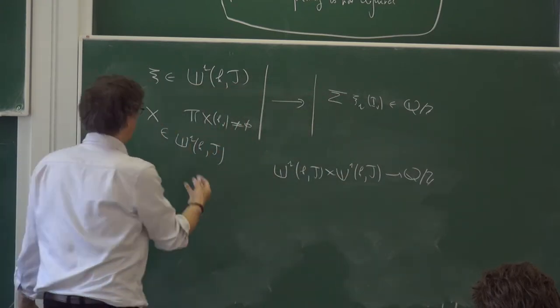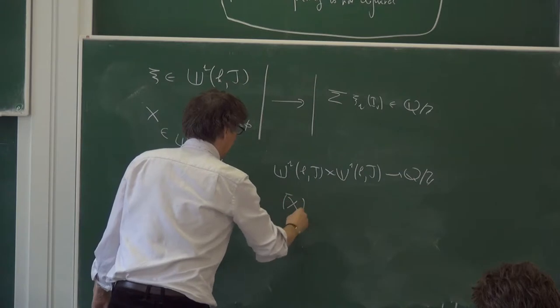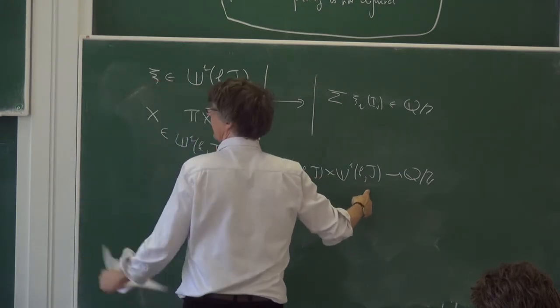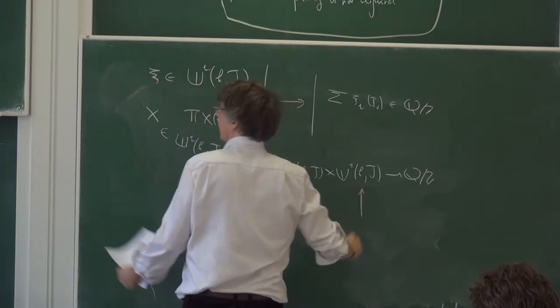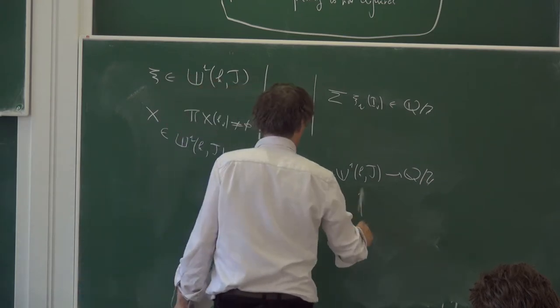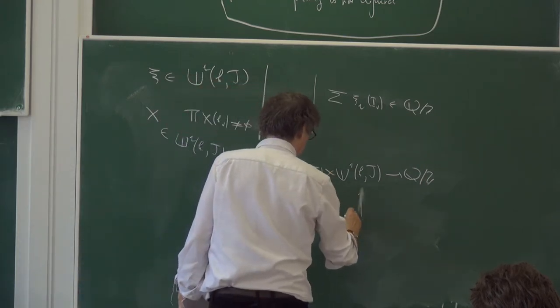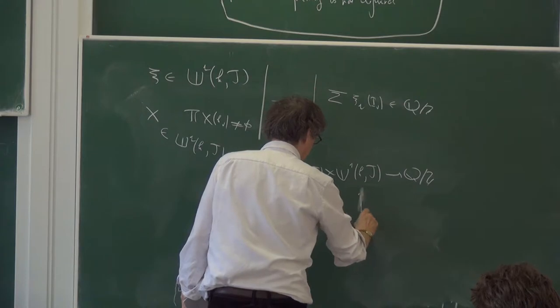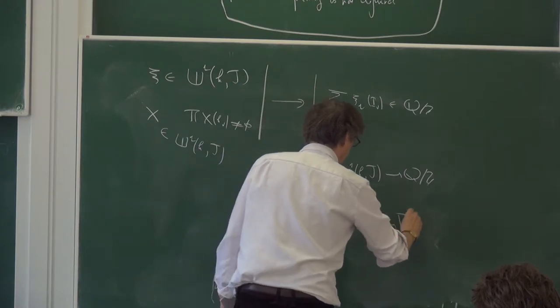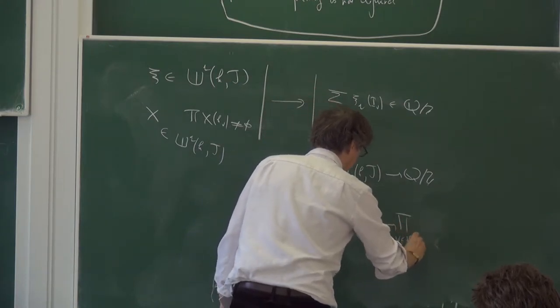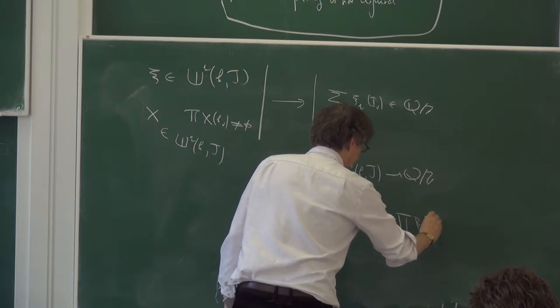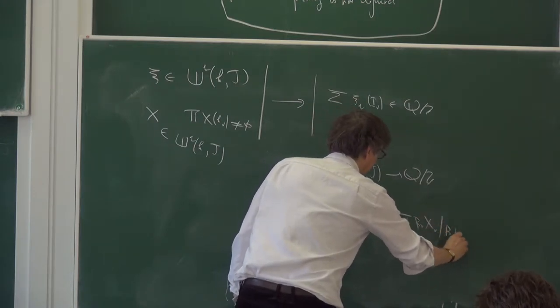Between Ш¹(k, J), where I have my X, and this element here, which actually has to do with part of the Brauer group. So I look at the kernel: Brauer of X goes to the product for all v in Ω of Brauer of X_v divided by Brauer of k_v.